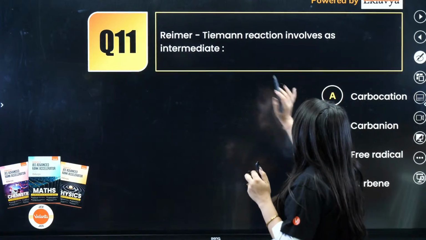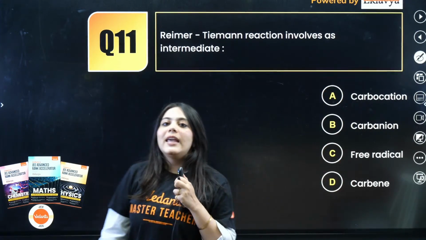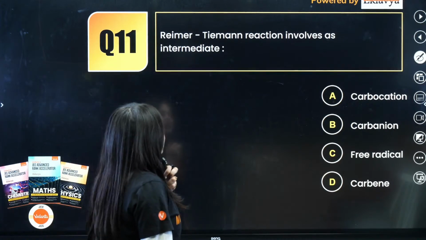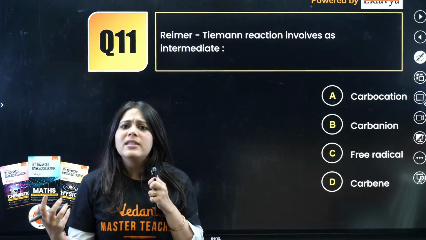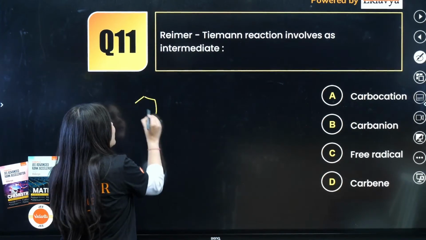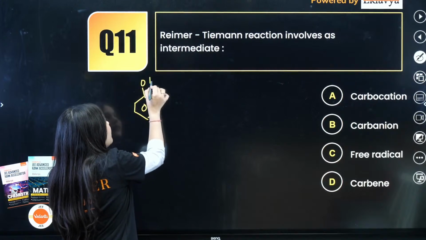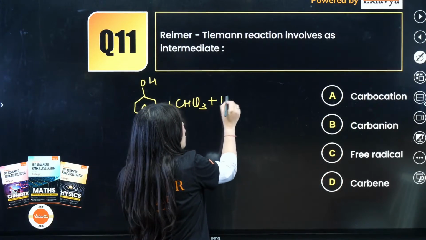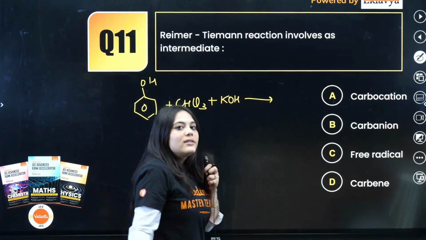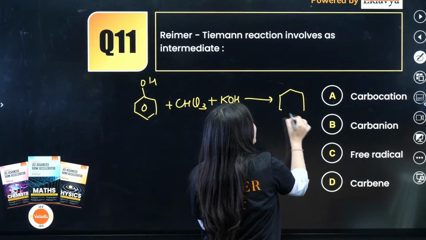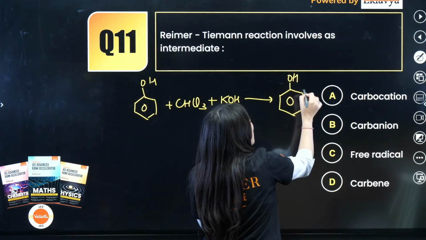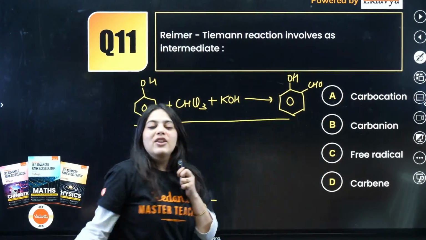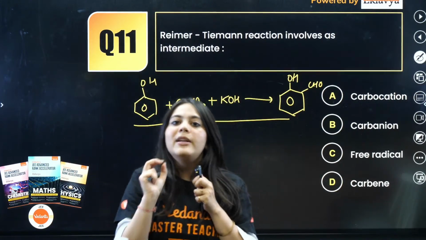Okay? Next is: the Reimer-Tiemann reaction involves which intermediate? What reaction is Reimer-Tiemann? Once again, this is when I react phenol with chloroform, CHCl3, in the presence of a strong base like KOH. Then what is the product that I'm getting? This is the name reaction to form salicylaldehyde as a product. This is one of the name reactions, as I told you to put emphasis on name reactions.